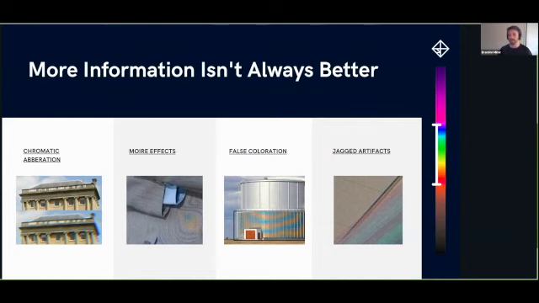False coloration is one of my favorites. It's when your debayering is trying too hard. So on the side of this silo, there's blue and yellow, but the only things blue and yellow in this image are the sky and the ground. So what the debayering probably did was say, these areas look like other parts of the image, I'm going to get colors from those. And in reality, it just failed horribly.